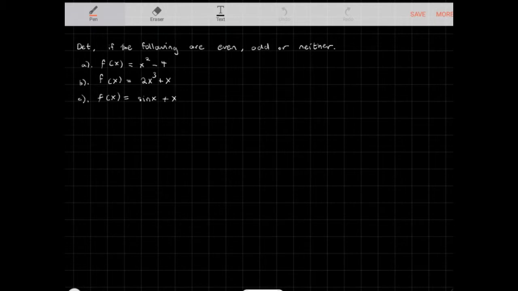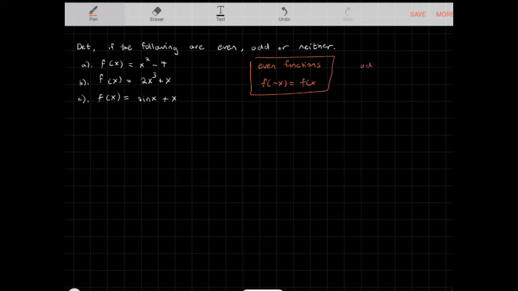Alright, determine if the following are even, odd, or neither. We're going to do a test for even, odd, or neither functions. An even function just has a line of symmetry along the y-axis, so the test for even functions is f of negative x is equal to f of x. You should know this.